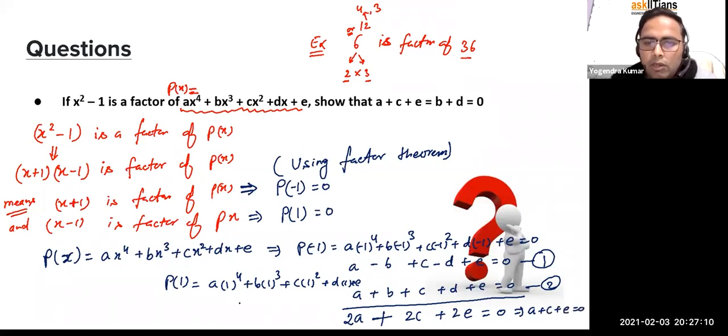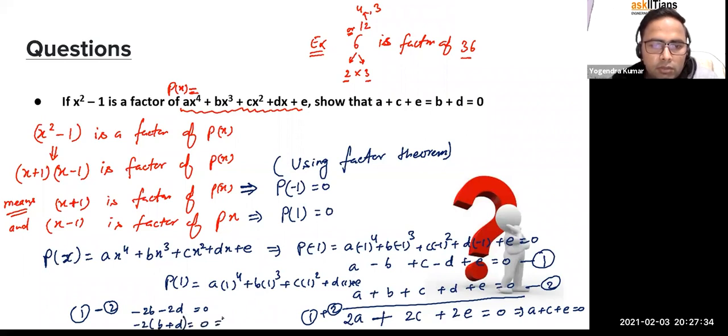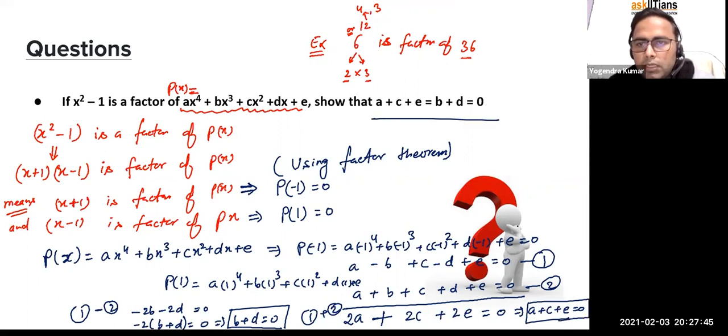We got this by adding 1 and 2. If I subtract 1 minus 2, what I'm going to get? You can see this a will get cancelled, and I'll get minus 2b. Here c will get cancelled, minus 2d, and e will get cancelled. So I'll get this only. Now can I take minus 2 common? It is b plus d is equal to 0. So what are we getting here? b plus d is equal to 0. This is what we got. We were supposed to prove this, right? I hope we got both the answers, right? This is what it is.